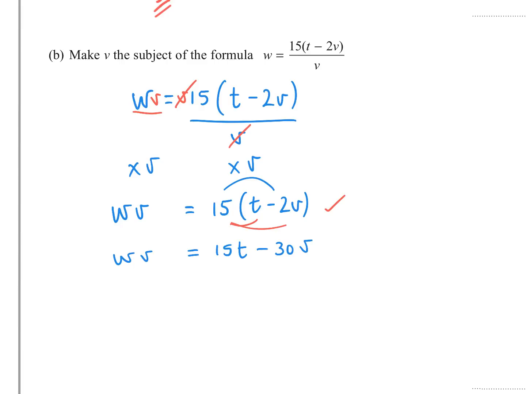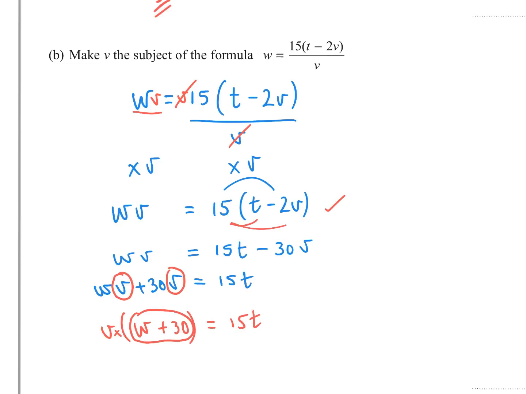30v. And then here's what I said, try and get the v's on one of the sides only, and try and get them so you can factorise them out. So if we add 30v to both sides, then we're going to be left with that. Now, here is always the way of doing this. We can now factor the v out. And then, because this is under multiplication, we can divide both sides by this number, which is w plus 30. So v will be 15t all over a denominator of w plus 30.